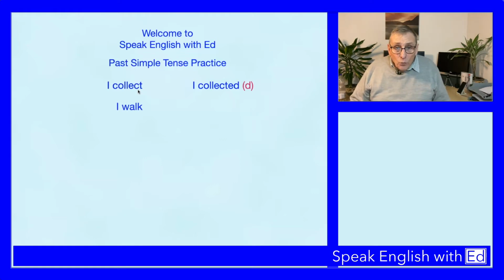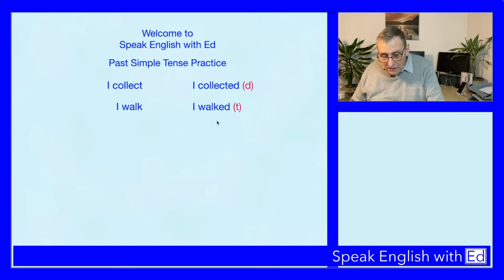Next, I walk. Walk here has two consonants, L and K, so we use the same rule. We add ed and we get I walked. This time, I walked ends in a T sound. Walked, walked, like collected, collected. But this is I walked, which ends in a T sound.